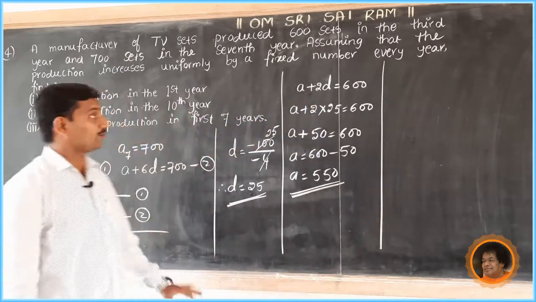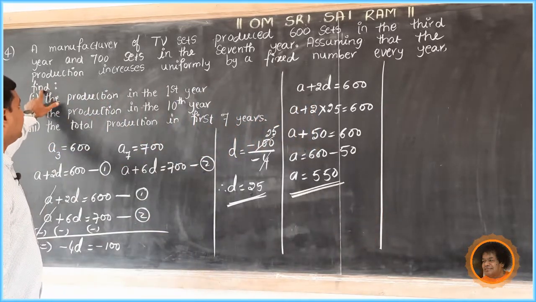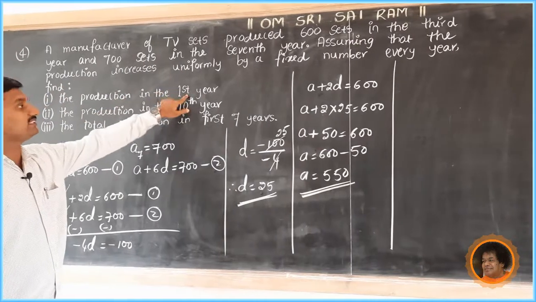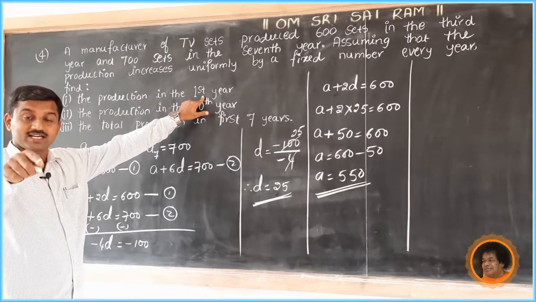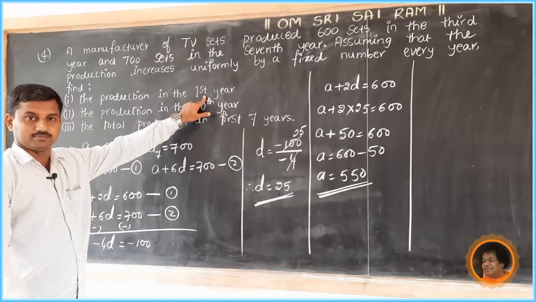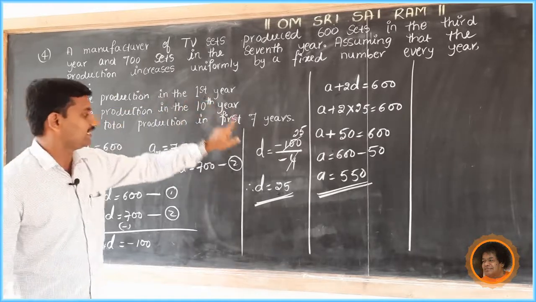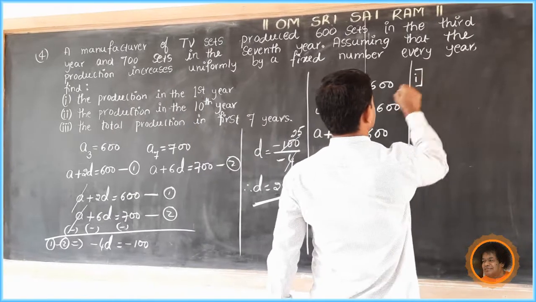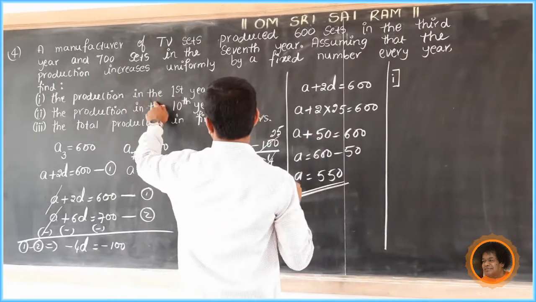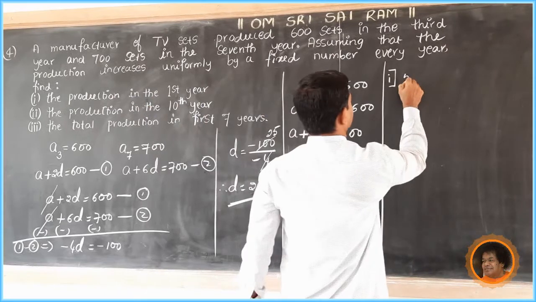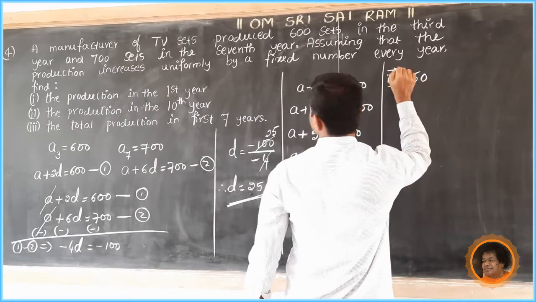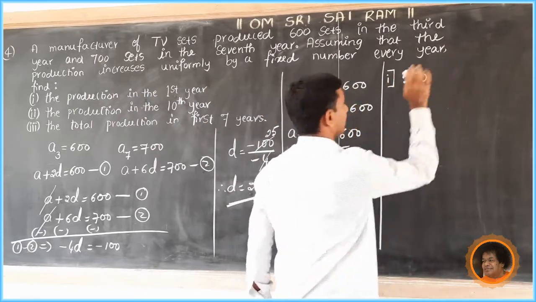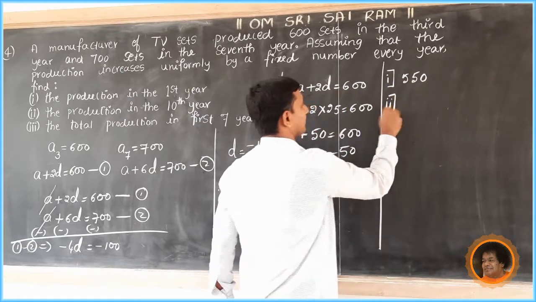Once again, go through the question. What is the question given? Find the production in the first year. Finding the production in the first year means finding the first term. So, the production in the first year is 550. Therefore, the answer for the first question: you have to write the sentence, the production in the first year equal to 550. Next, what about the second question?